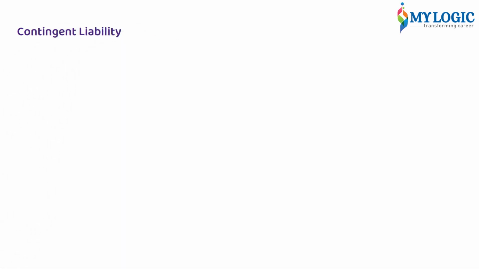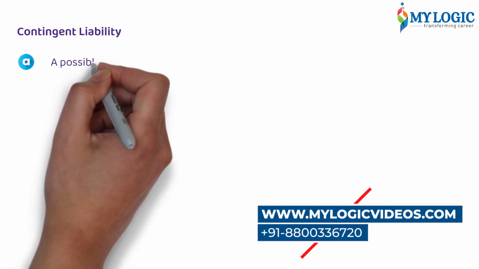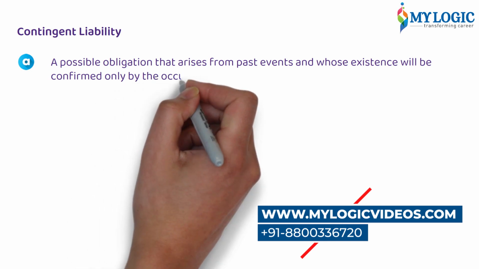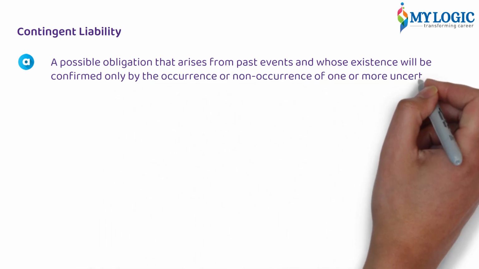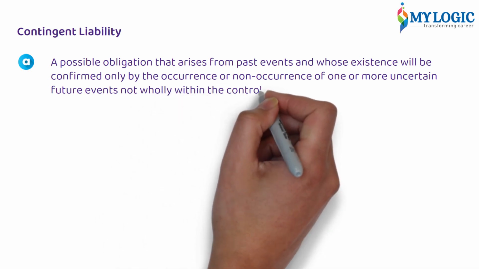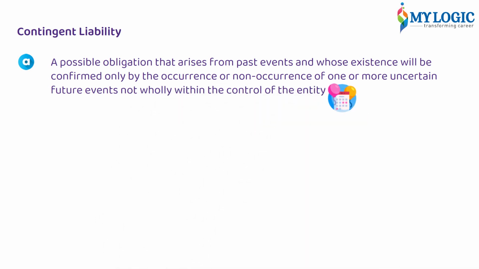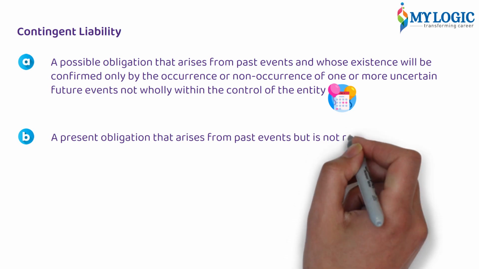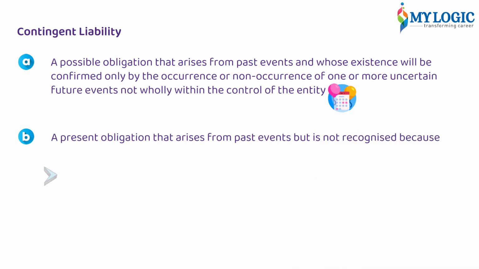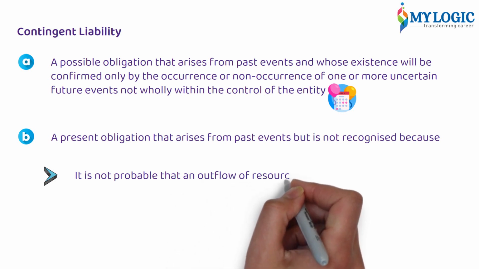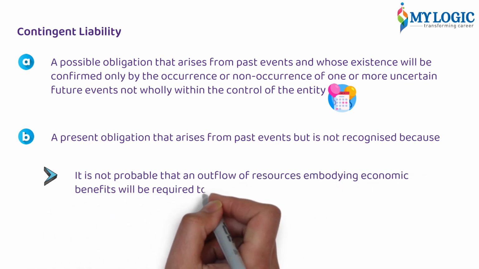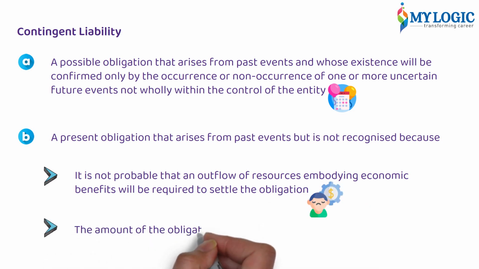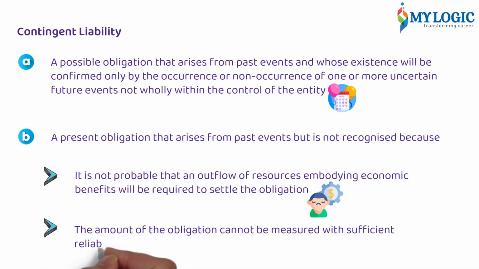Contingent liability. A possible obligation that arises from past events and whose existence will be confirmed only by the occurrence or non-occurrence of one or more uncertain future events not wholly within the control of the entity. Or B, a present obligation that arises from past events but is not recognized because it is not probable that an outflow of resources embodying economic benefits will be required to settle the obligation, or the amount of the obligation cannot be measured with sufficient reliability.